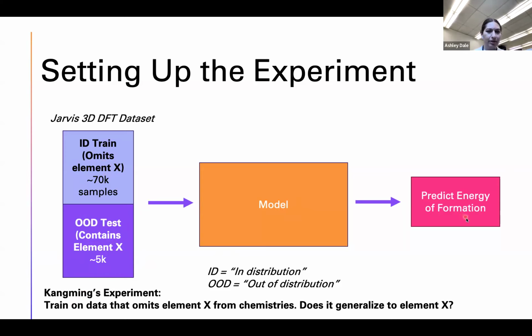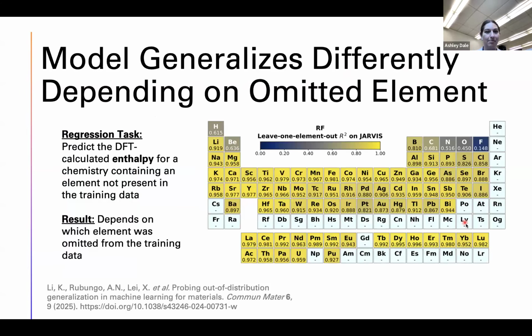And we're going to ask the model to predict energy of formation for these materials. The idea here is that the model's never seen this element before. The model's never seen chemistries that contain this element, but can it still predict the correct energy of formation? Now, my friend Kang Ming did this in a paper, and it's a very cool paper. I highly recommend it. What he found is that the model can do this. It can generalize and predict that missing element with different success.